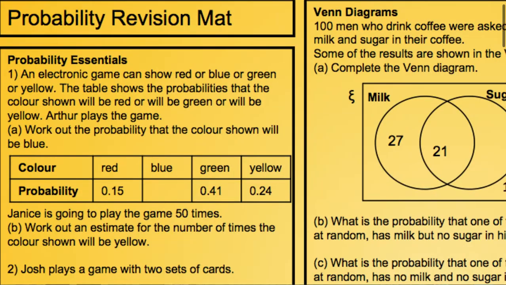Okay, so an electronic game can show red or blue or green or yellow. The table shows the probabilities that the colour shown will be red or green or yellow. Arthur plays the game. Work out the probability that the colour shown will be blue. So this is one of those tables which is a fairly standard question. Because they are mutually exclusive, they've got to add to 1. So to find this number in here, I do 1 minus all of the other numbers in the table.